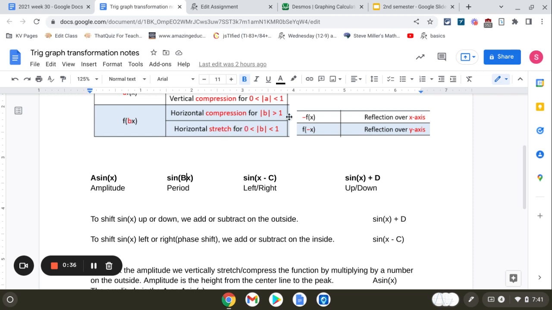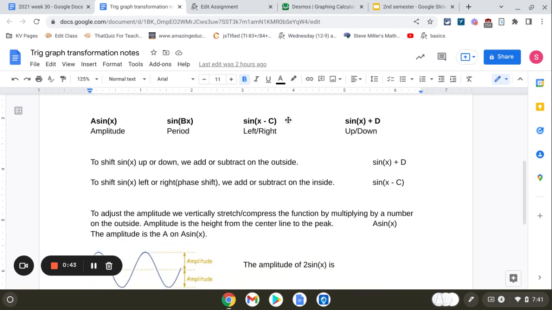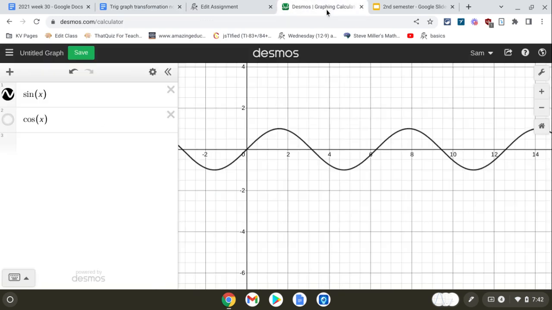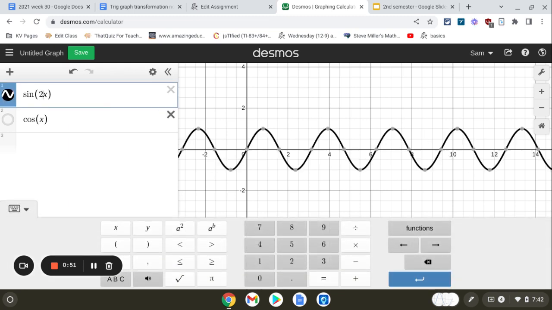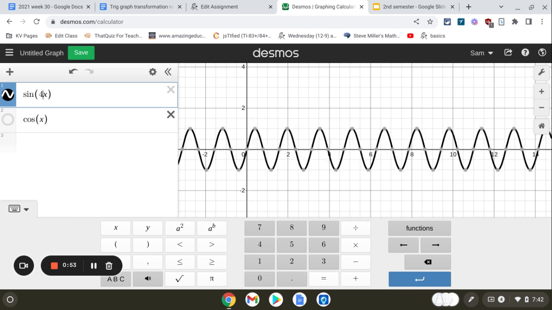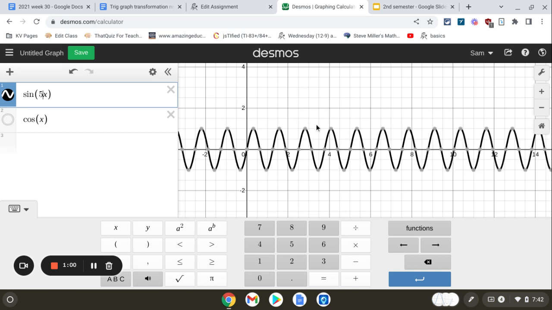So if the number on the inside is bigger than 1, we're going to see what's called a compression. All right, let's go ahead and look at 1. So this is the normal sine function. If I change it to a 2x or a 3x or a 4x, it's compressing the function kind of like an accordion. It's speeding the function up, if you want to think of it that way. But all the y values are staying the same. It's still 1 unit high.